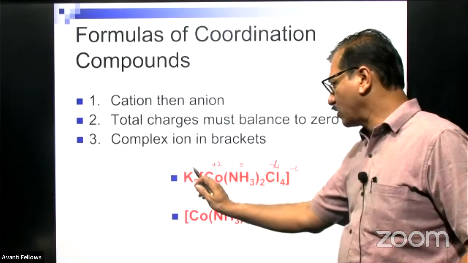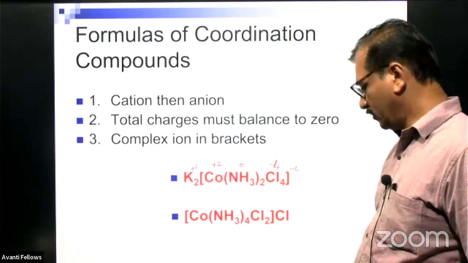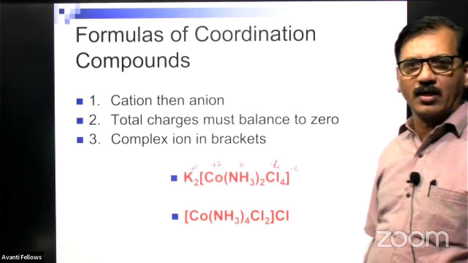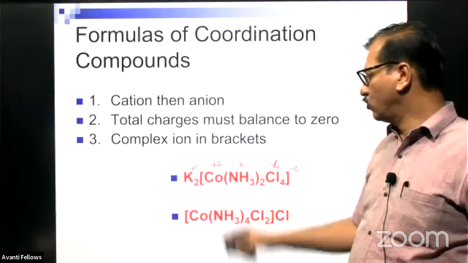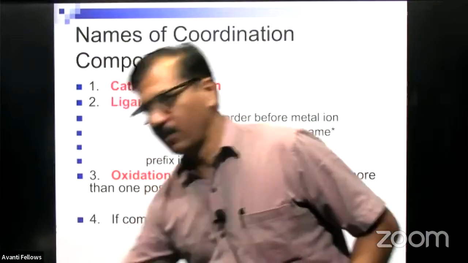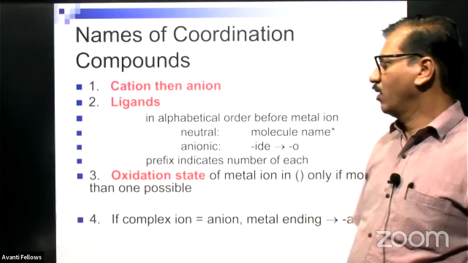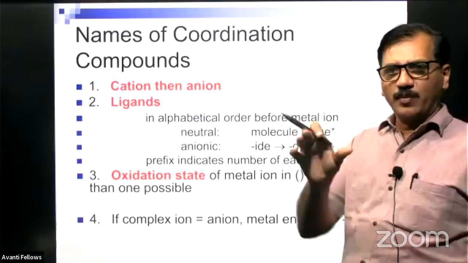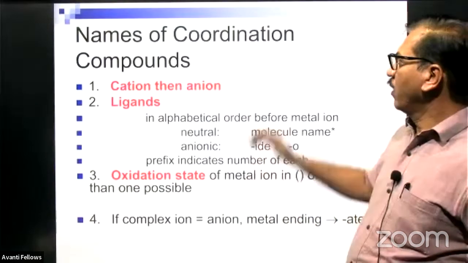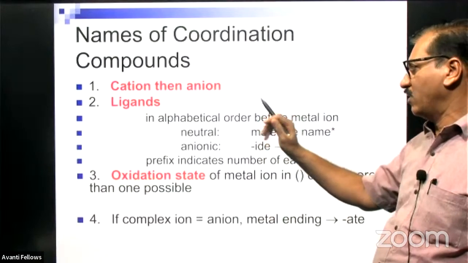The counter ion K+ is 2, therefore totally it is 0. In this way, we have to see that the complex as a total has 0 charge. It should not be a charged compound, right? It can be an ion. If it is to be an ion, the total charges written should tally with the charge on the ion. Now, names of the coordination compounds: cation, then anion, again ligands.